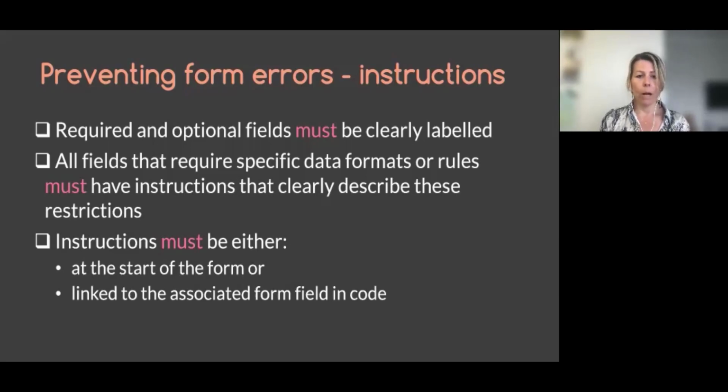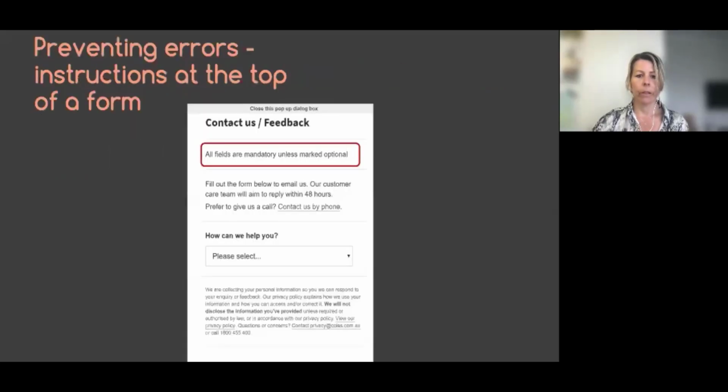All fields that require any specific formats, or if there's any rules or instructions, they must clearly describe these restrictions. And this can be done in a couple of ways. It can either be provided at the start of the form or linked to the associated fields in code. Here on the slide, we have an example of that first approach, where you put the instructions about required or optional fields at the top of the form.